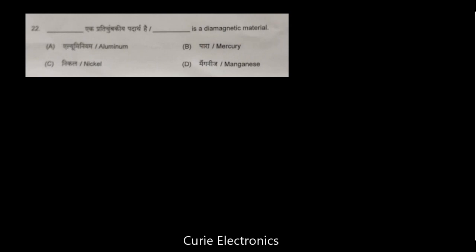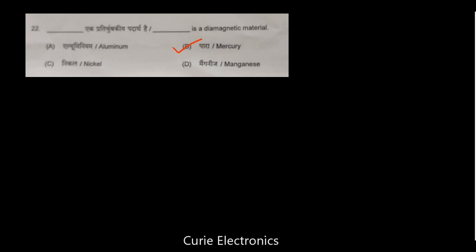Question number 22. Dash is a diamagnetic material. Here, diamagnetic means their permeability is less than 1. And also, it won't get magnetized if you keep it in a magnetic field. The answer is mercury. Option B, mercury is the answer.